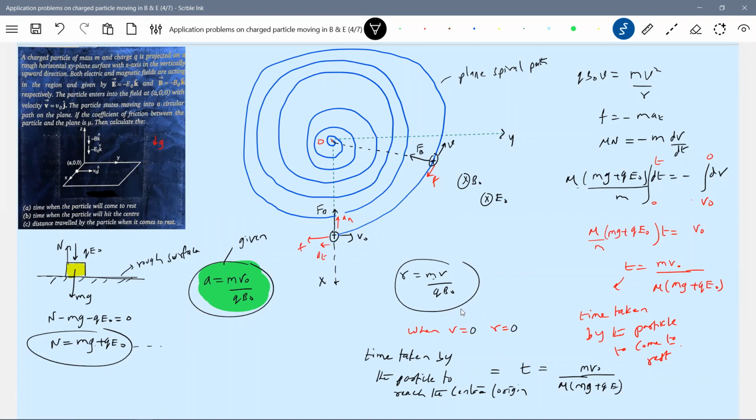Is velocity decreasing at a constant rate? Acceleration is variable. It is variable accelerated motion. How can you apply equations of motion? We should not think like that. See, you have done variable accelerated motion. Go back, kinematics, variable accelerated motion. Tell me what you do.